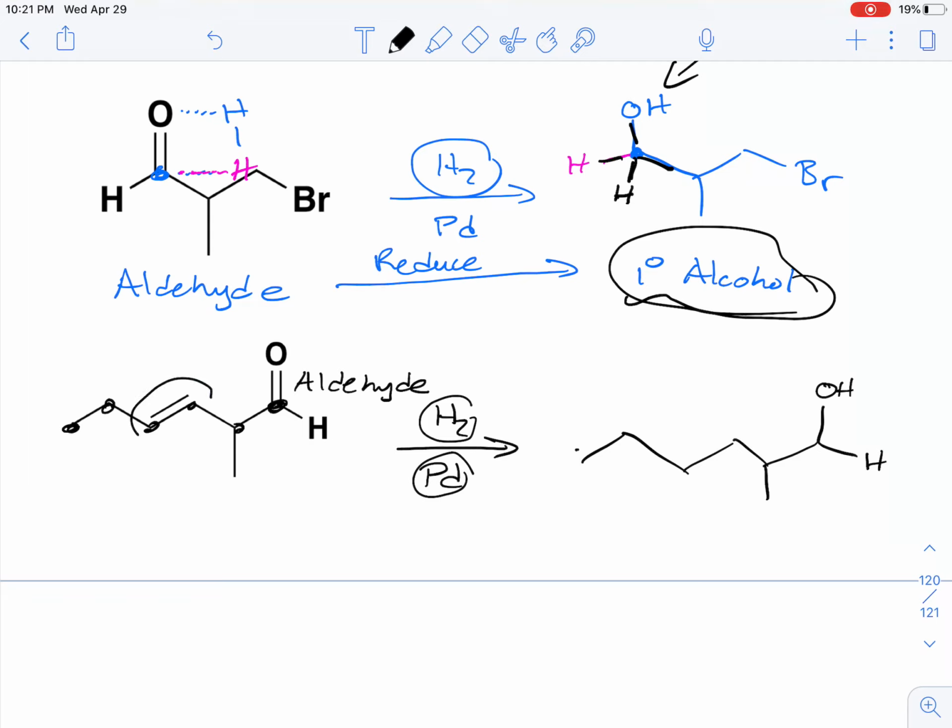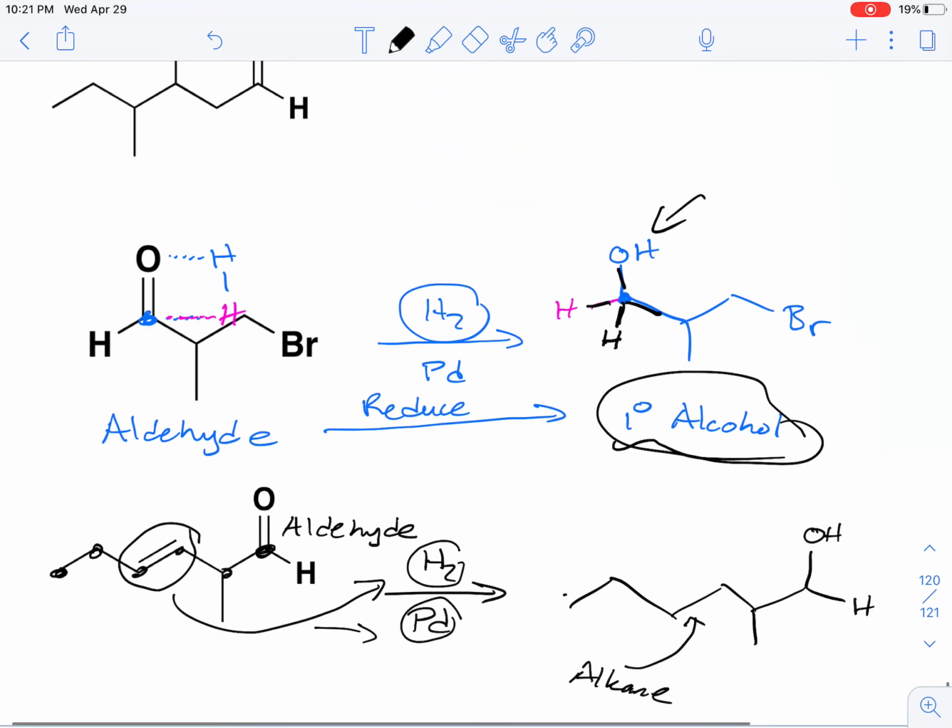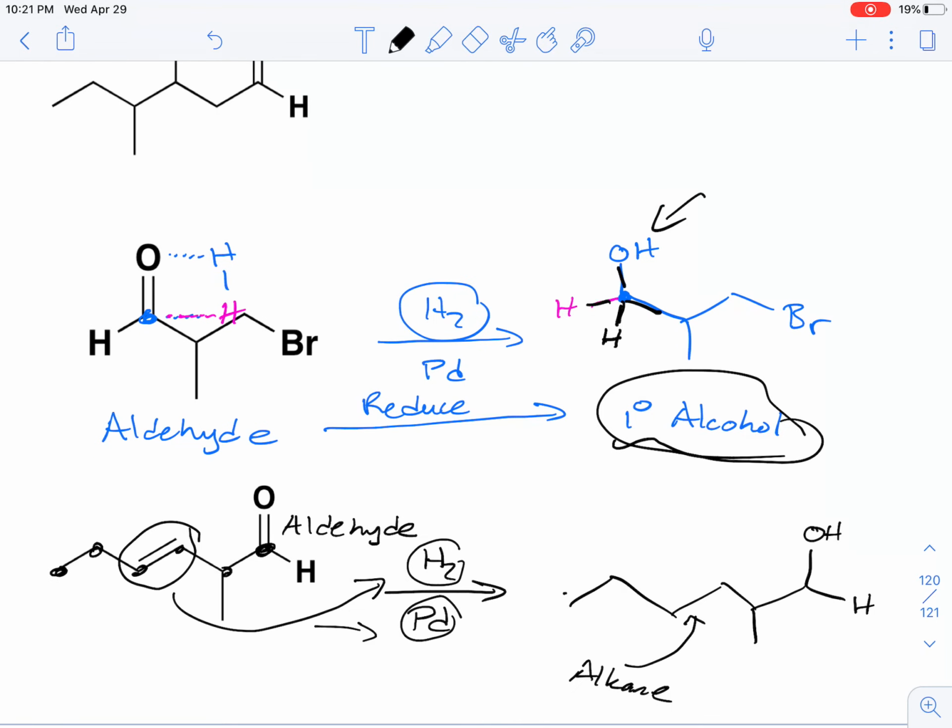And notice that there's a double bond here. When we treat double bonds with hydrogen gas and palladium, it becomes an alkane. And so it turns out this H2Pd reduces both the aldehyde and the alkene at the same time. All right, and so that's pretty much it for this reaction.